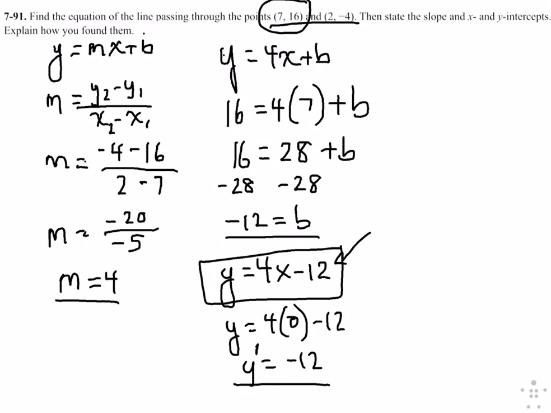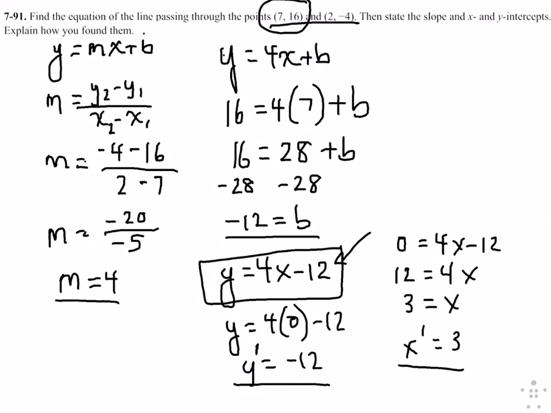and the x-intercept I can put a 0 in for y, right? So I have 0 equals 4x minus 12. Add 12 to both sides, so 12 equals 4x. Divide both sides by 4. 3 equals x. So the x-intercept is 3.